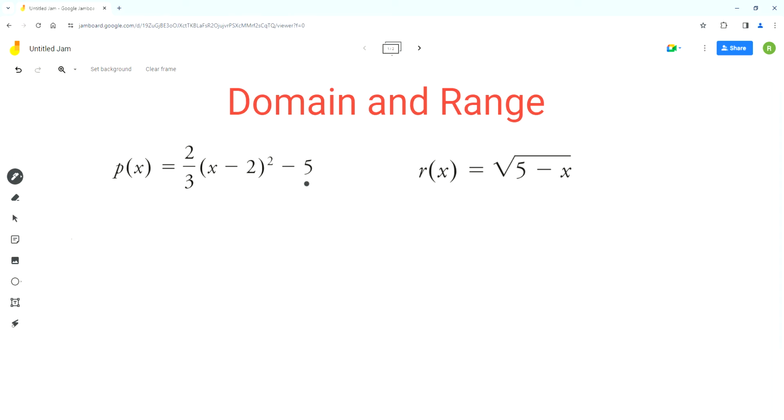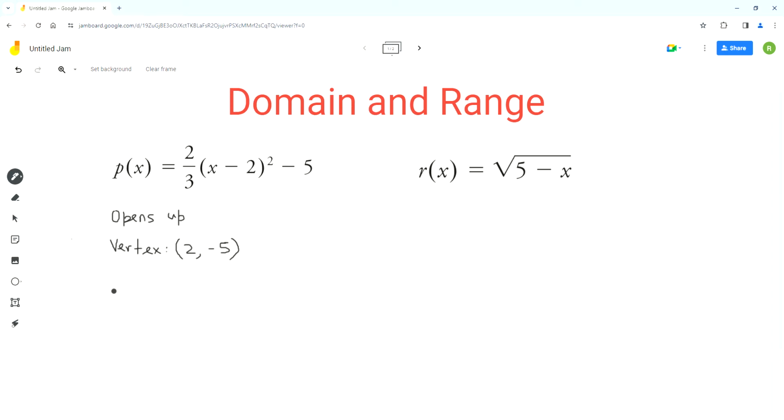Now this is a quadratic function and this equation is written in vertex form. If you may remember, the graph of this function is a parabola, and it's a parabola that opens up because the a value of this parabola is positive, which is 2/3, and the vertex of this parabola is (2, -5). So we switch the sign of the number in the parentheses and we use the number at the end. Now we have to use this information to find its domain and range.